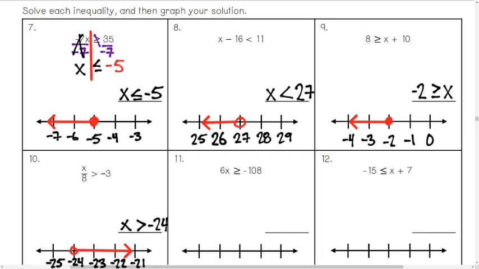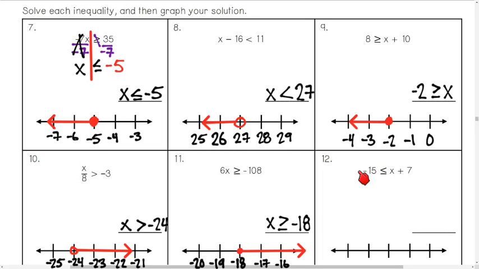Okay, so our next one, I would take this one, draw my line. This is 6x, which means 6 times x, so I need to do division. And I would divide both sides by 6, and I would get x is greater than or equal to negative 18. Notice my inequality did not flip because I'm not multiplying or dividing x by a negative. Then I can graph that. It's a closed circle at negative 18, and it says x is greater than, so then it would go to the right.